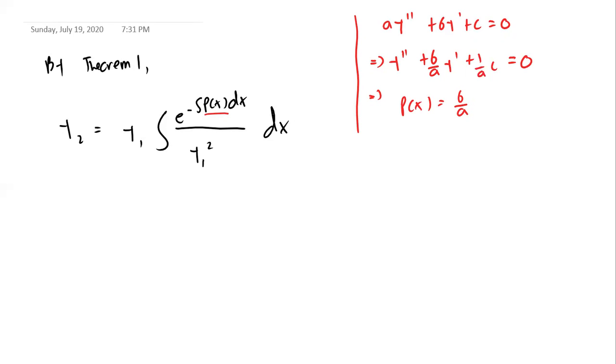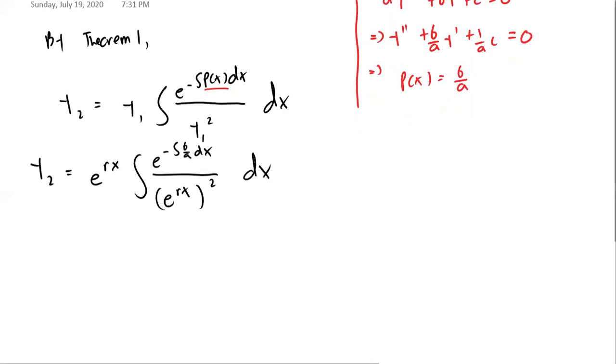We know what y1 is, so let's just plug everything in. So y2 equals, I'm just going to write it as e to the rx for now. We know that r is negative b over 2a, but I don't want to be writing negative b over 2a all the time. So I'm just going to write r times the integral of e to the negative integral of b over a dx divided by e to the rx squared, taking the integral of all of that.